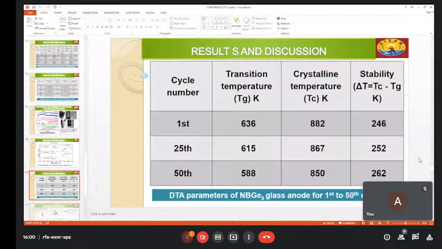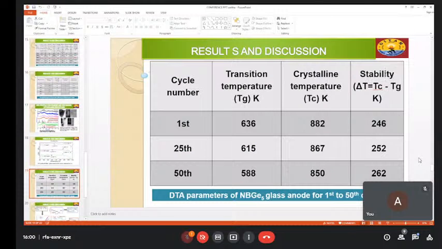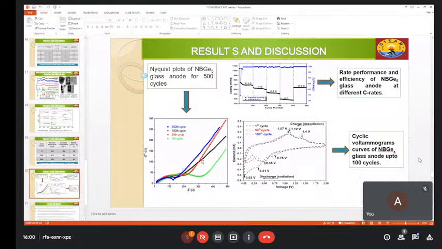After that, from the glass transition temperature and crystallization temperature, I calculated the stability of the samples for the best sample, the NBG5 sample. After that, I calculated at different C rates: as the C rate and the cycle number increase, the capacity gradually decreases. Correspondingly, the Coulombic efficiency is also calculated. It increases and then reaches a stable condition. That is the rate performance and the efficiency of the best glass anode material at different C rates.